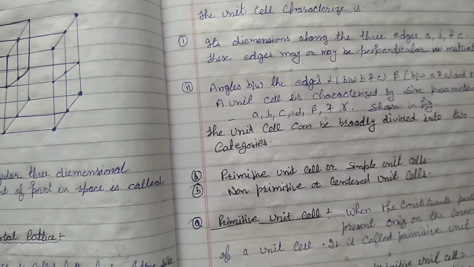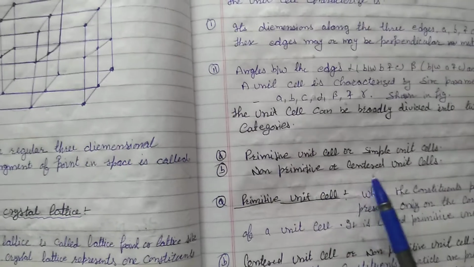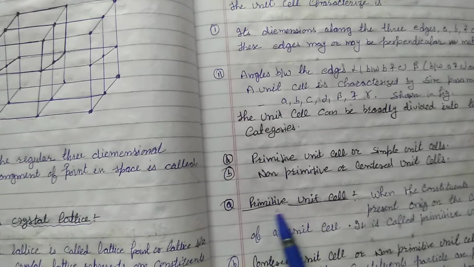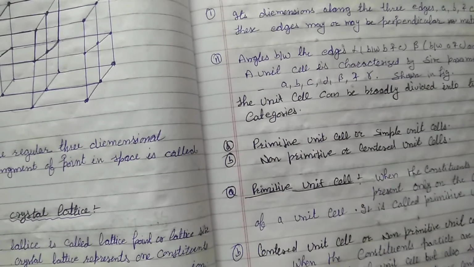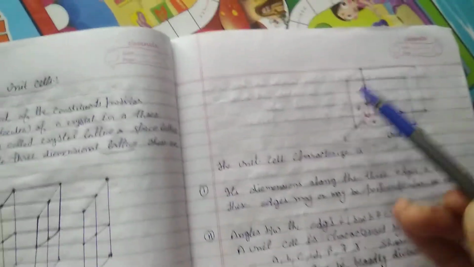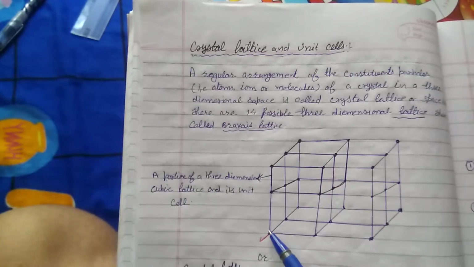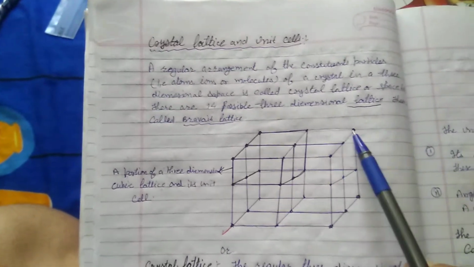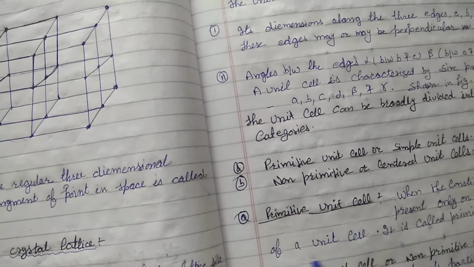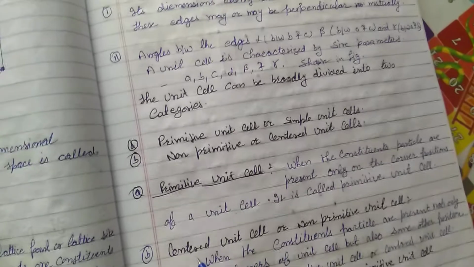First one is primitive unit cell or simple unit cell, and second one is non-primitive or centered unit cell. So first one is primitive unit cell. When all the constituent particles are present only at the corner positions, means in these crystals each corner has one constituent particle, it is called a primitive unit cell. Second one is centered unit cell.